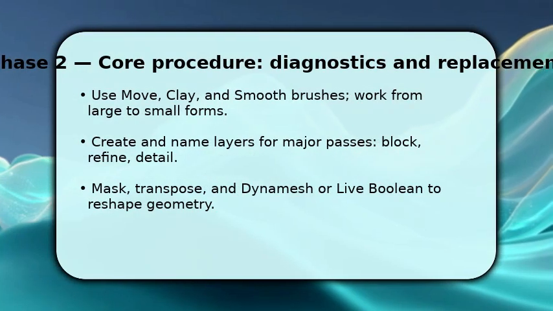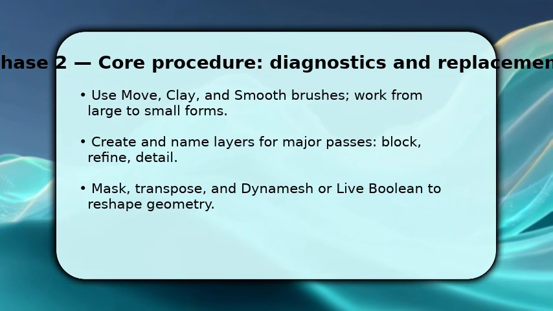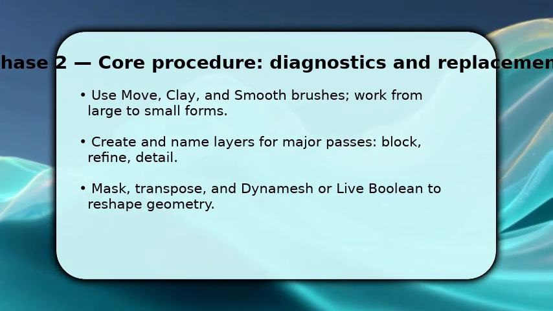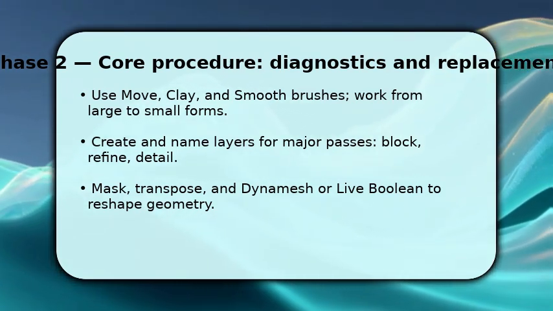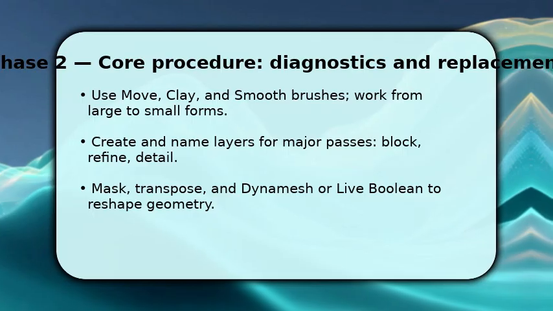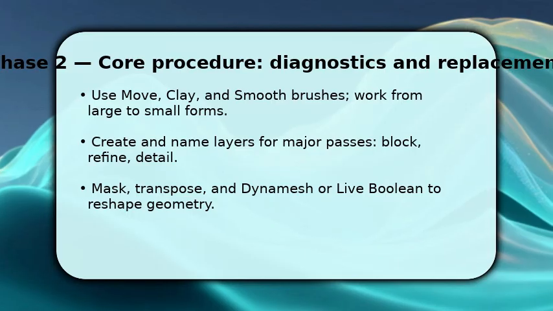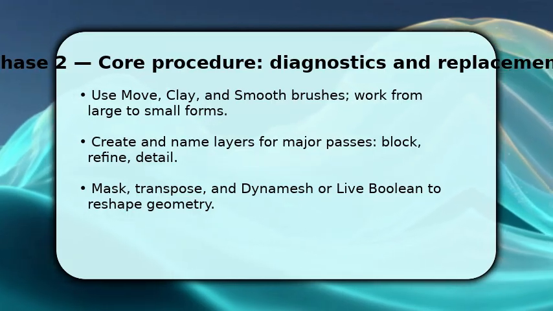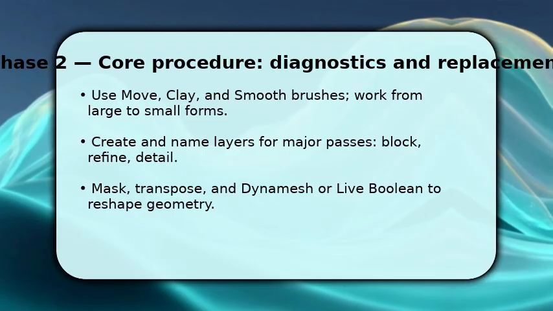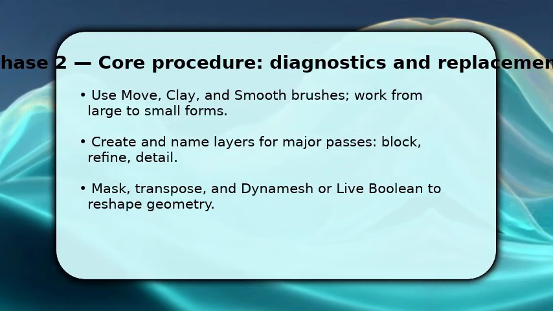You sculpt in tiers. Block out major volumes with move and clay, then refine forms with smaller brushes and smoothing. Once you have a readable silhouette, create named layers: block, refine, and detail, because layers let you adjust intensity or revert passes. Use masking to protect areas and transpose for posing.